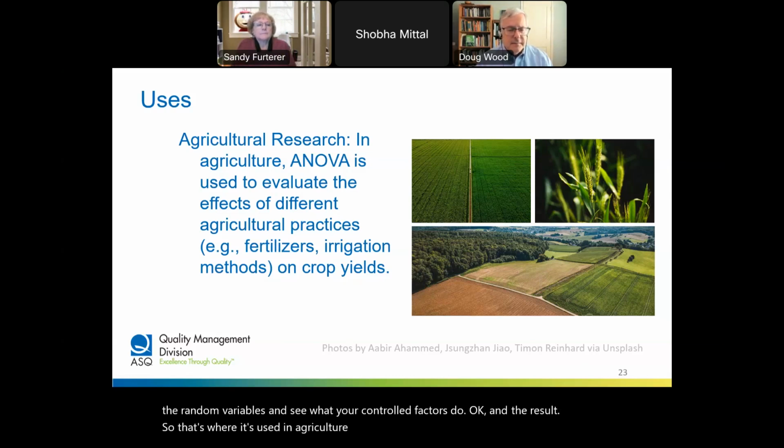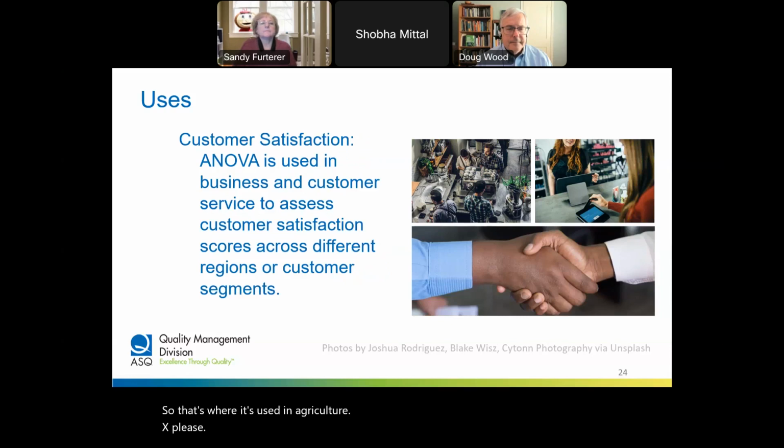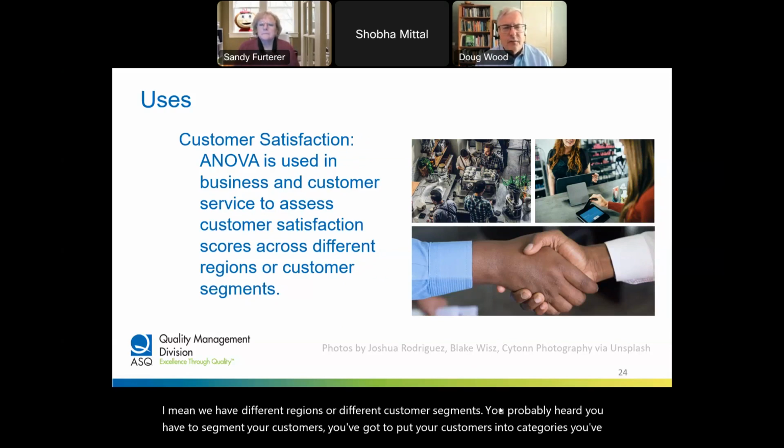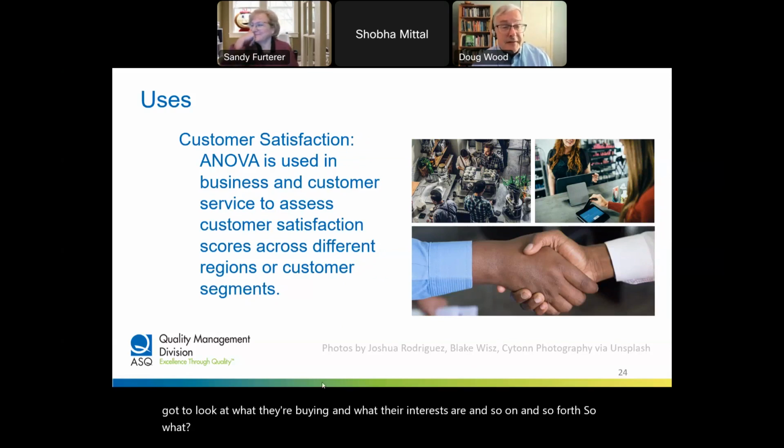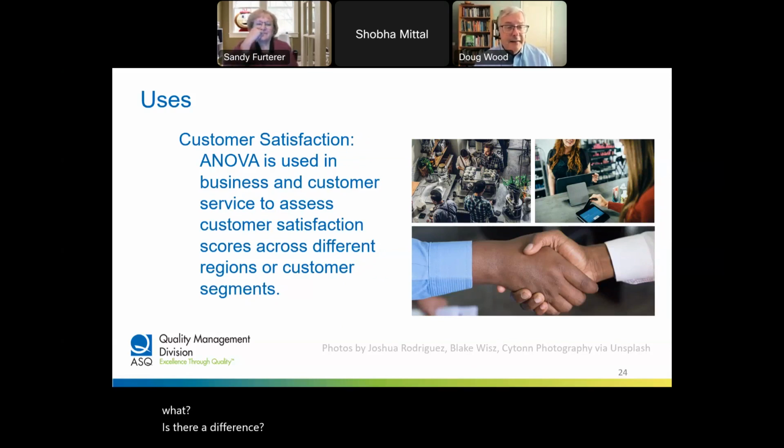Next, please. Customer satisfaction. Now, this is an interesting one. We have different regions or different customer segments. You've probably heard you have to segment your customers. You've got to put your customers into categories, and look at what they're buying and what their interests are, and so on and so forth. Well, so what? Is there a difference between, you know, men and women buying your product?